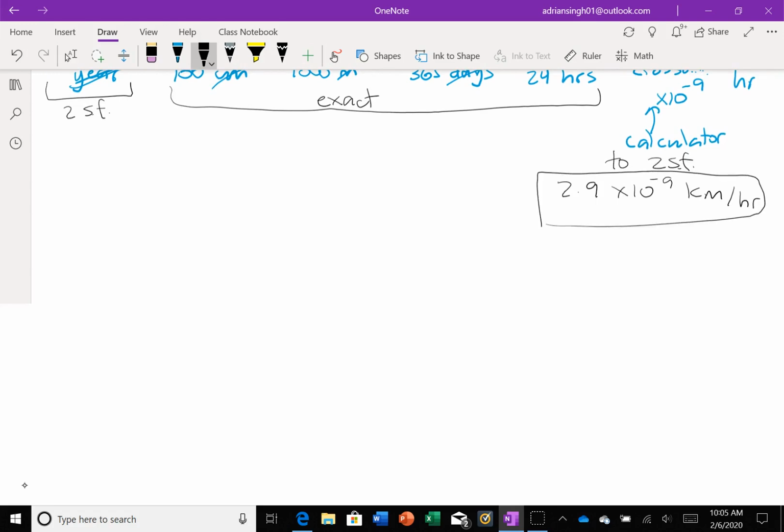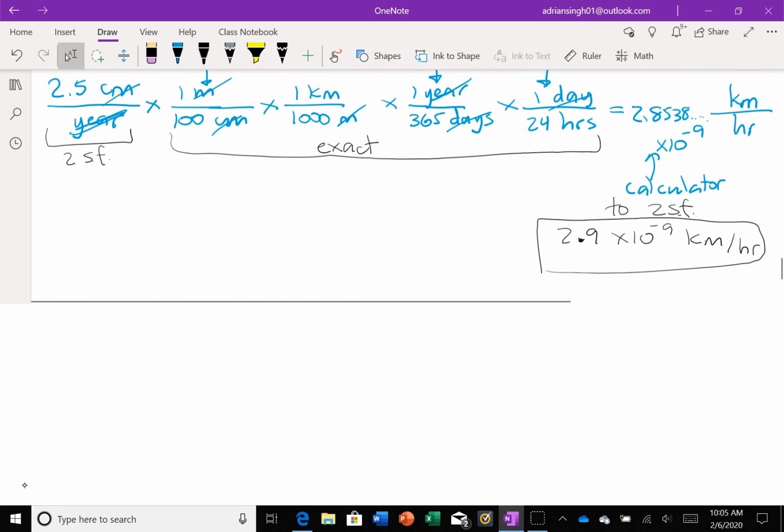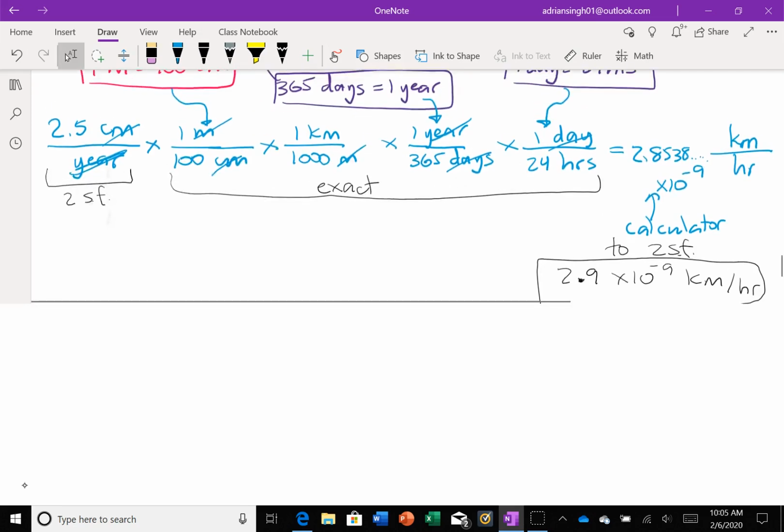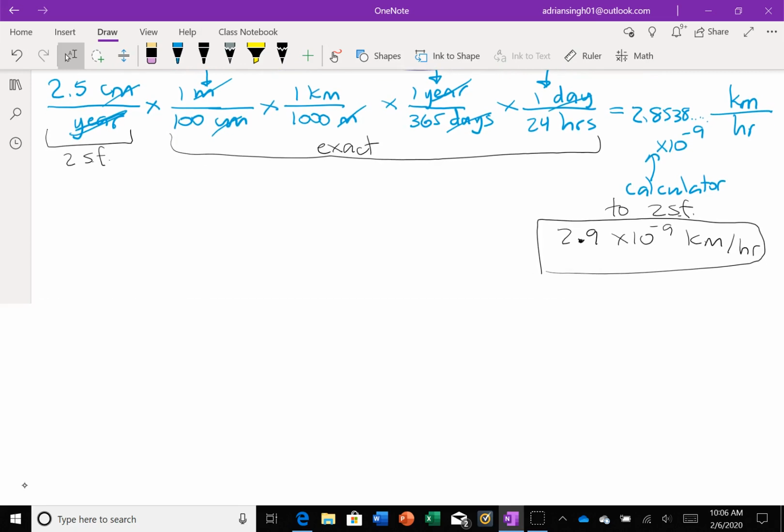As you can probably note, that is a really small, really slow speed. And it should be, right? You're looking at the rate at which fingernails grow, and they don't grow very fast. So the number here makes sense. The units make sense based on our dimensional analysis. Our sig figs make sense. And that's how you would approach a problem that has a couple of units that you have to convert simultaneously.